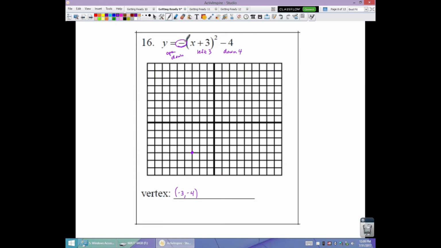But since we are open down, all that normal movement from the vertex has to be reversed. So I normally go to the side 1 place and go up 1. Now I go to the side 1 and down 1. I normally go to the side 2 and up 4. Now I need to go down 4, which does put us slightly off the grid here. But it's enough to give us an accurate shape.